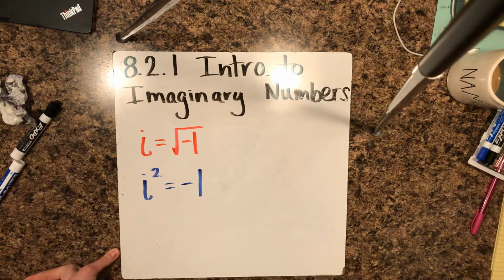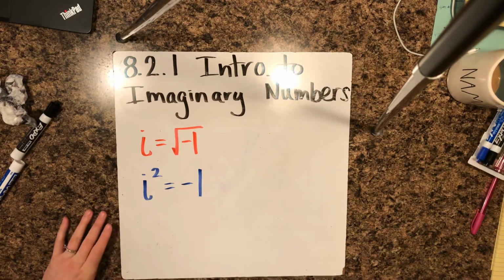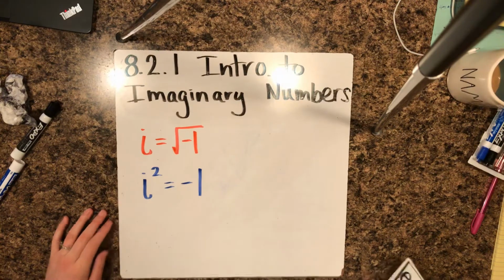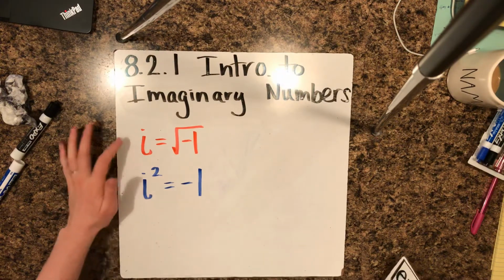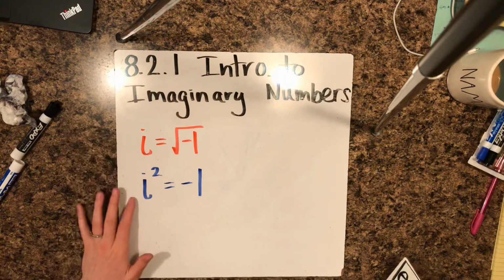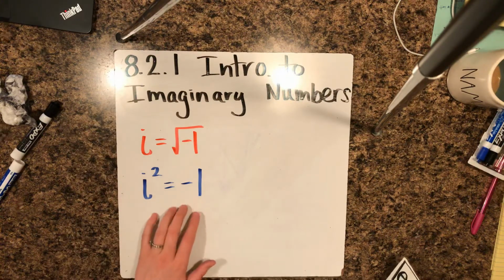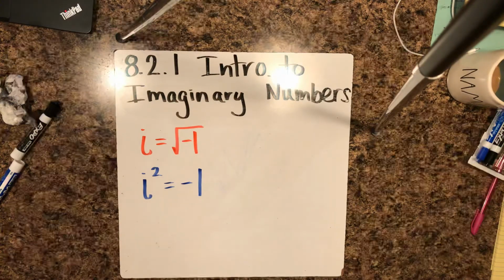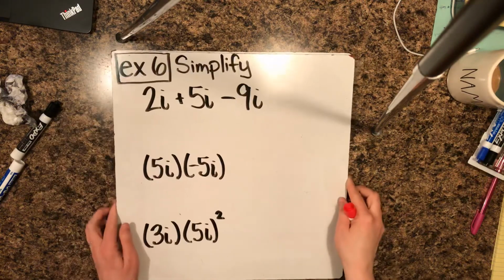Video number 3 for section 8.2.1, Introduction to Imaginary Numbers. We've already talked about the definition of i and where it comes from. i squared is equal to -1. That can help us simplify some things. So let's take a look at example number 6.